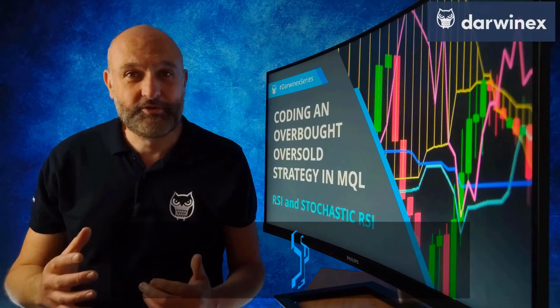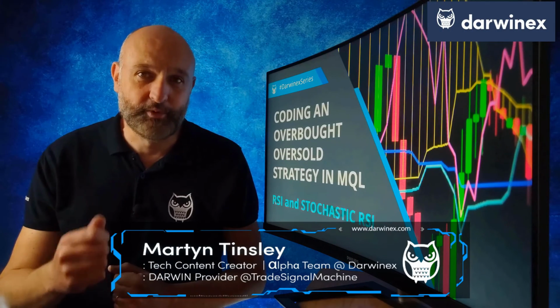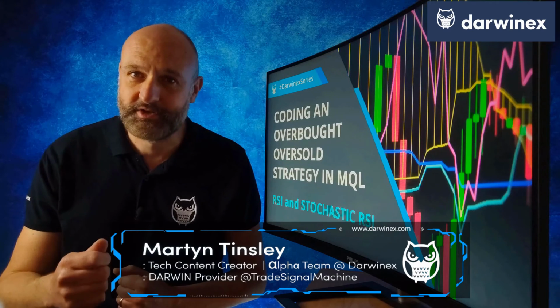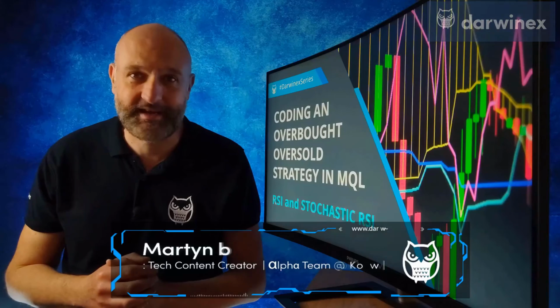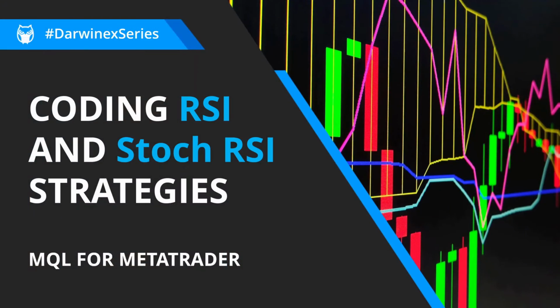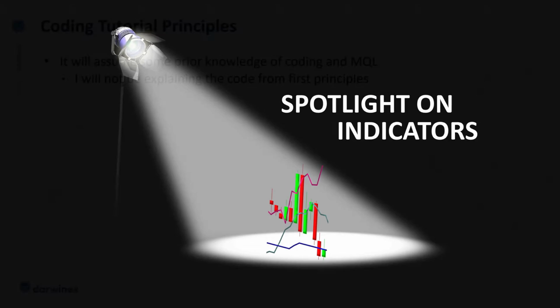Today I'll be taking you through the MQL code for MetaTrader to implement overbought and oversold signals provided by the RSI and stochastic RSI indicators. This tutorial is one episode in the Spotlight on Indicators series. See a link in the description to get access to all of the other episodes.